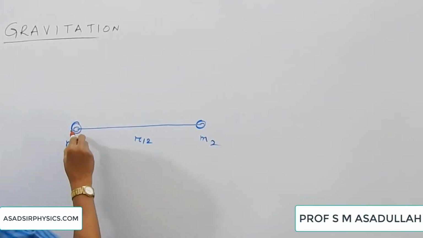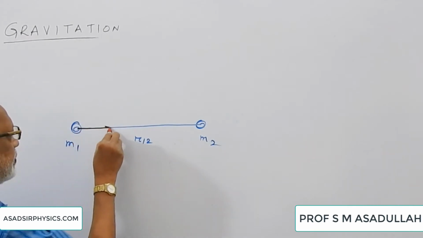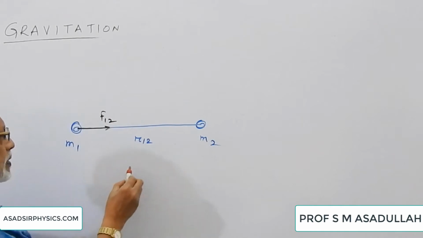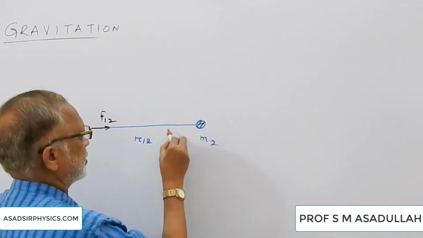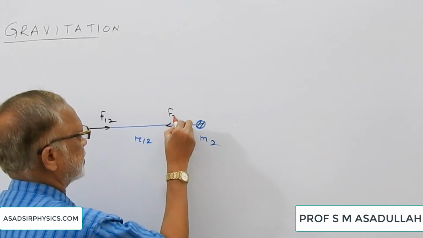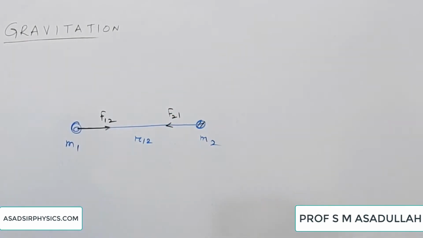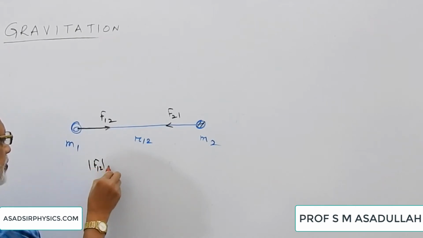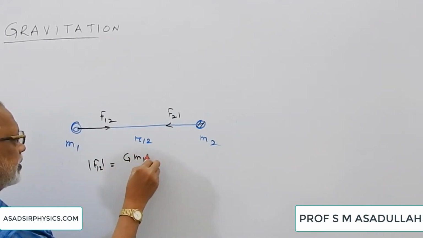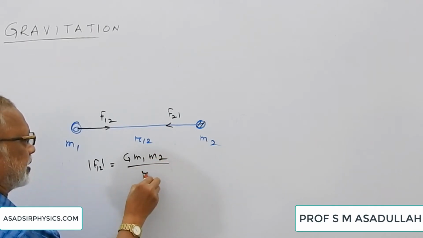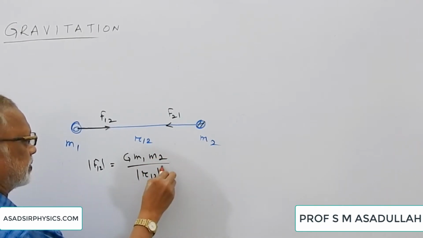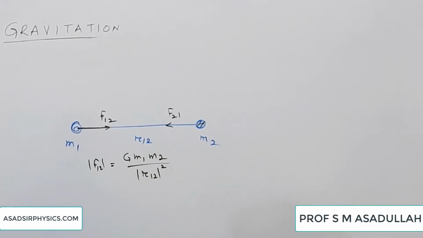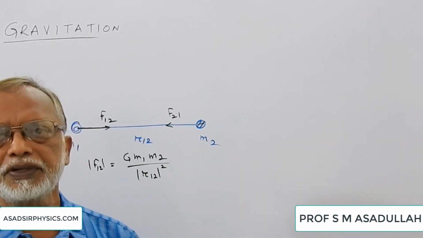a force on m1 given as F12, and there will be a force on the second body due to the first given as F21. Both these forces will be equal in magnitude and opposite in direction. The magnitude of F12 is equal to G m1 m2 by r12 whole square. Now suppose we have got a case where a third body is present, then how to solve it?